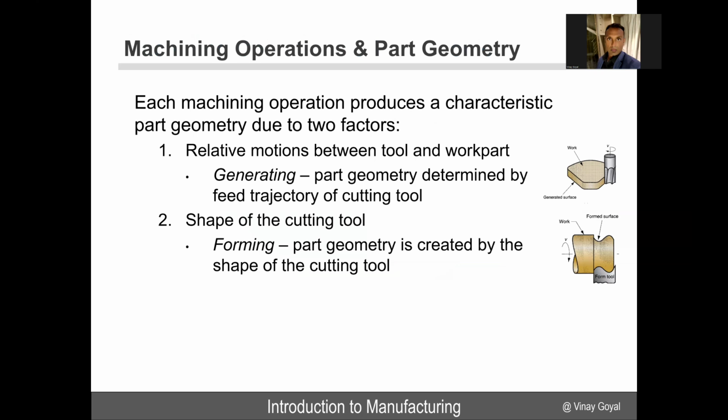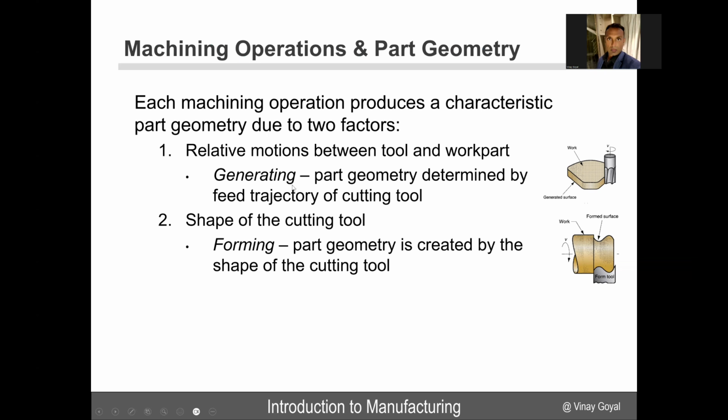Each machining operation produces a distinctive characteristic part geometry due to two factors. You have the relative motion between the tool and the work part. Again, the work part is the one that you're working on to produce the final product. In the case of the relative motion between the tool, which is depicted in gray, and the work part, we'll first talk about generating.